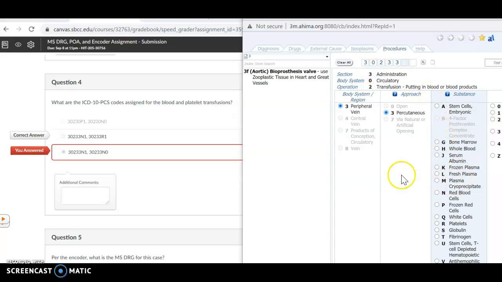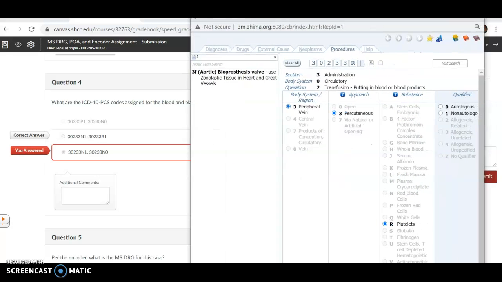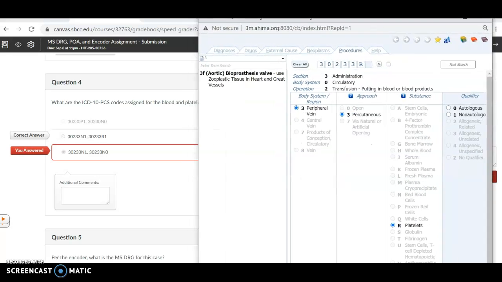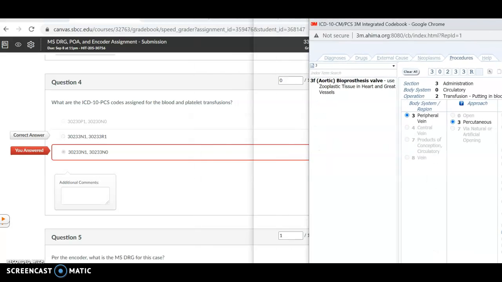Okay, so the thing here is we already coded for the blood. We need to go ahead and code, this time, for the platelets. So that's why it's going to be R. So again, not a big mistake, but enough to cost you a point.